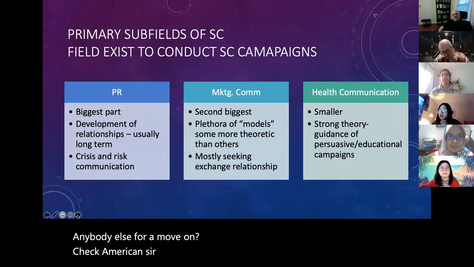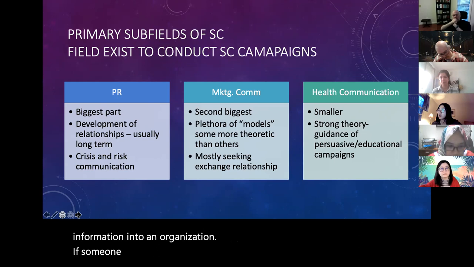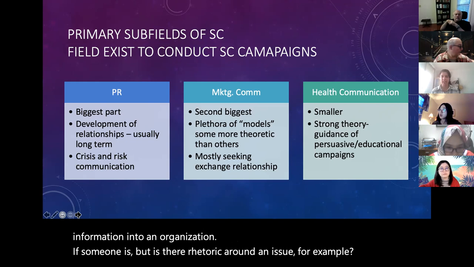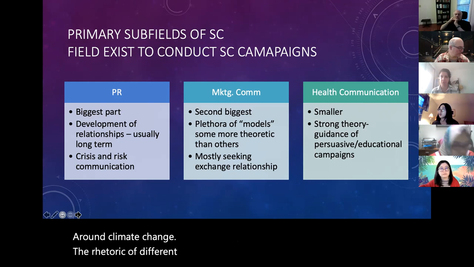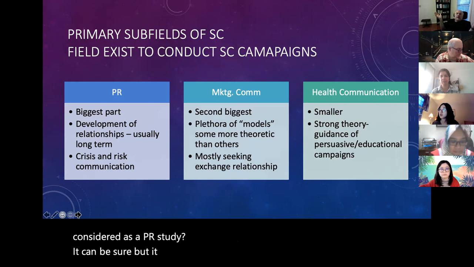Yes. So if strategic communication is about the flow of information into an organization, if someone studies the rhetoric around an issue, for example, around climate change, and studies the rhetoric of different organizations talking about this issue, isn't it considered a PR study? It can be, sure, but environmental communication can also be health communication, for example.